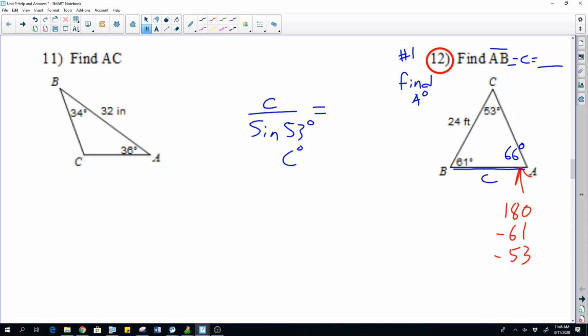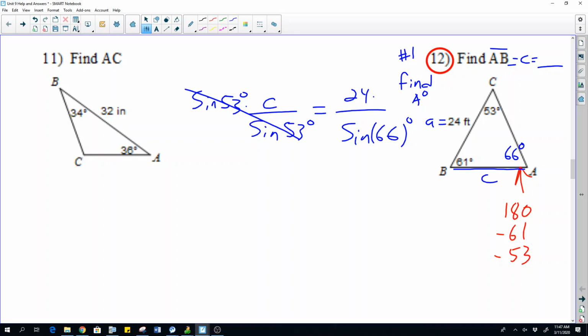And then we do equals, and then we have little a, which is 24. Got to label it. So 24 divided by sine 66 degrees. And so there we go. So now we just have to solve for little c. And so to solve for little c, we're just going to multiply. Sine 53 is just a number. So we're going to multiply times it over to the other side.